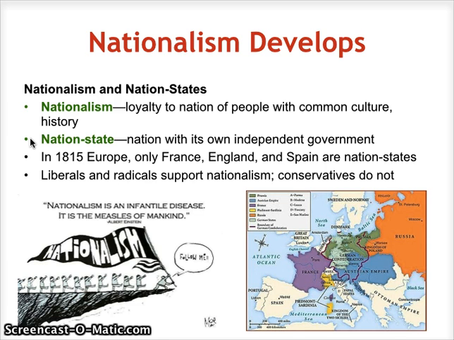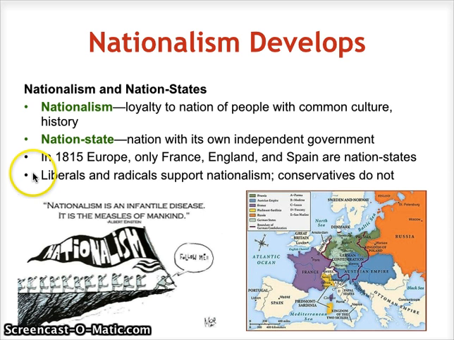Many of these nation states either have limited democracy or they may have a king, but that king doesn't really have that much power. Some examples of nation states at the time are places like France, England, and Spain. So they're the ones who first start to develop this idea of nation states.